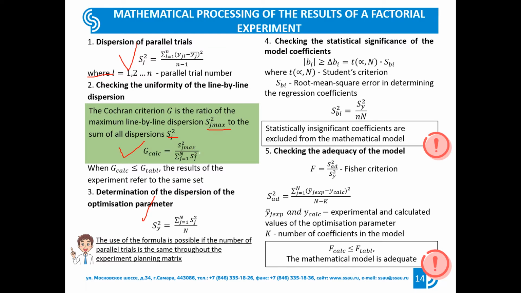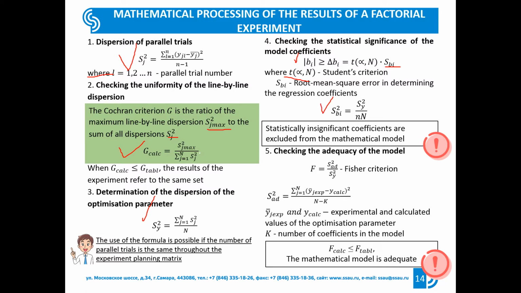The use of such a formula is possible if the number of parallel trials is the same in the whole planning matrix of the experiment. In step 4, the statistical significance of the mathematical model coefficients is checked. A coefficient is considered significant when its absolute value is greater than the confidence interval, where t is a Student's criterion, and this is a root mean square error in determining the regression coefficients calculated by this formula.